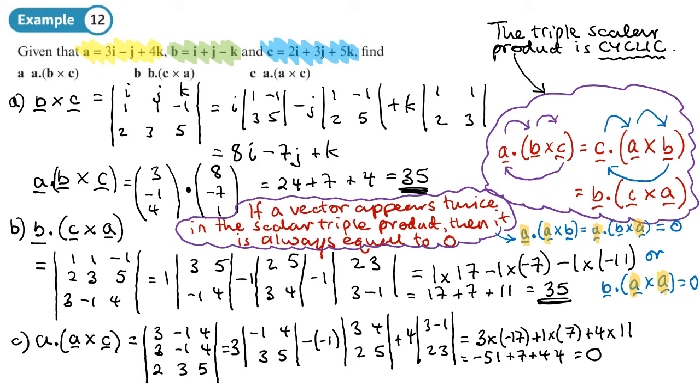So two important things to note about the scalar triple product. Let me get my words the right way around here. The scalar triple product is cyclic, and if we've got a vector that appears twice, then the result's always going to be 0.